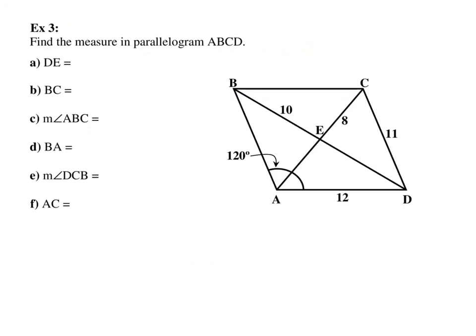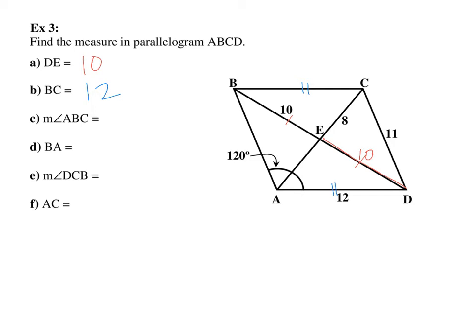Find the measure in parallelogram ABCD. DE is what I have to figure out. Well, I know that the diagonals bisect each other, so this must be 10. And BC, what's BC? I know that these have the same length, so that's 12.